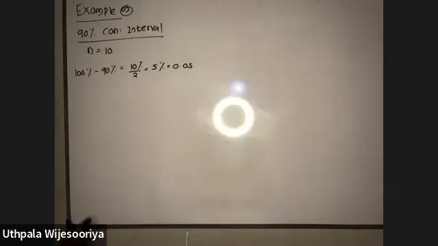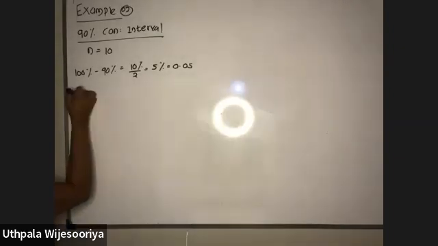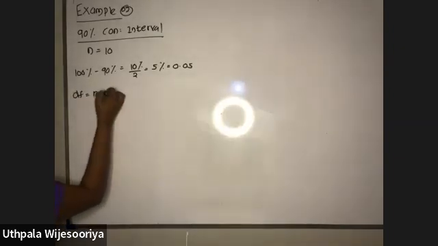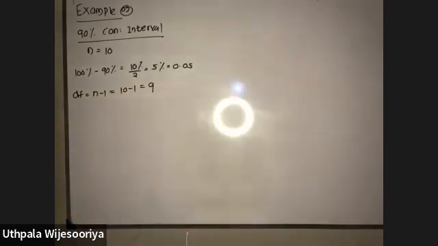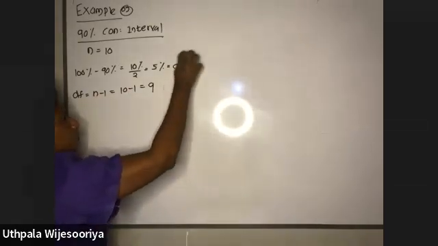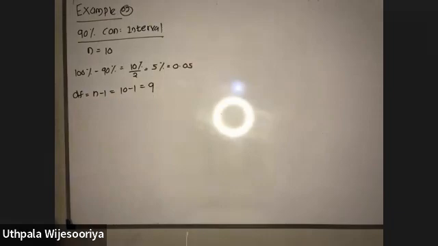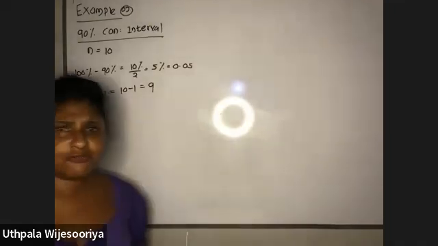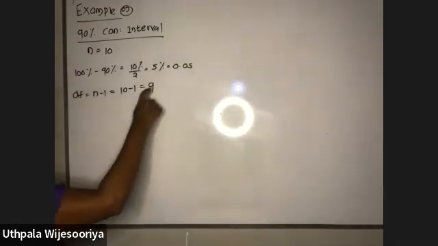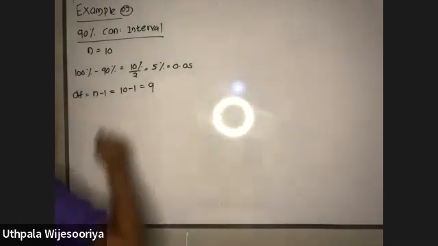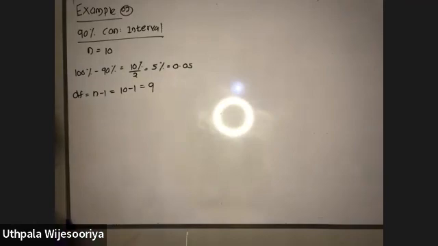Now you calculate the degree of freedom. Degree of freedom is n minus 1, so 10 minus 1 is 9. So here you need the rejected percentage divided by 2, converted to a number, and the degree of freedom, which is sample size minus 1. The degree of freedom is 9 and the probability is 0.05.